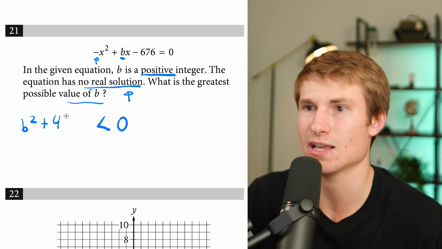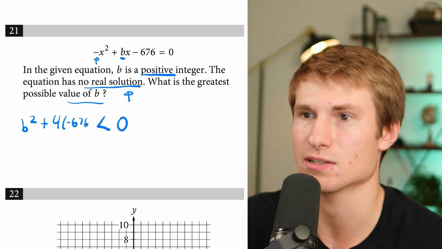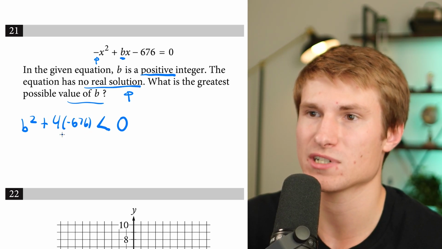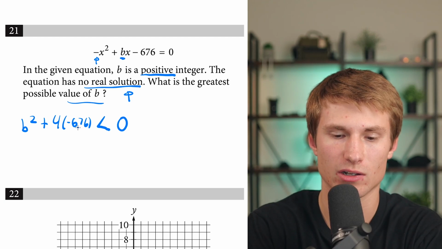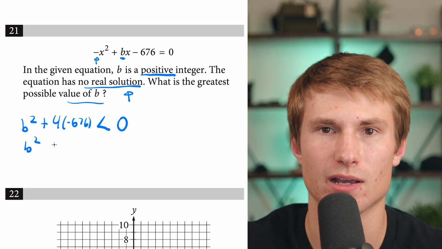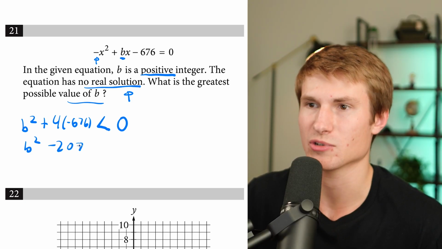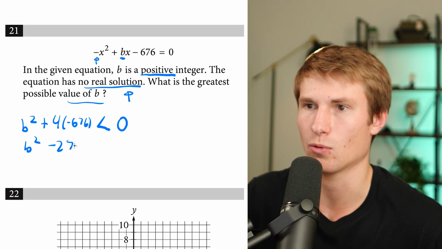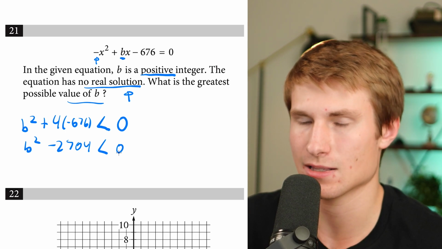Our c value is negative 676. All right, from here we have 4 times negative 676, and that'll give us a value of 2,704. So we're going to have b squared then minus 2,704. Okay, we know that this has to be less than 0.